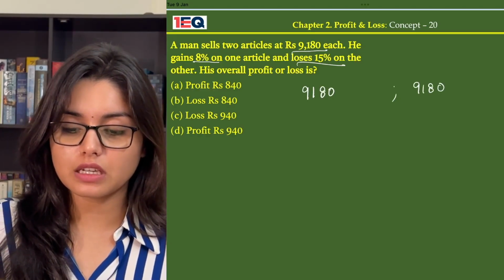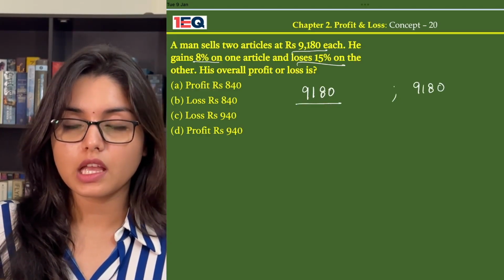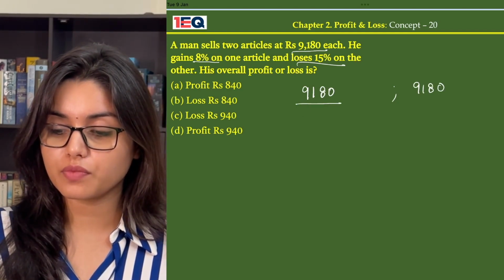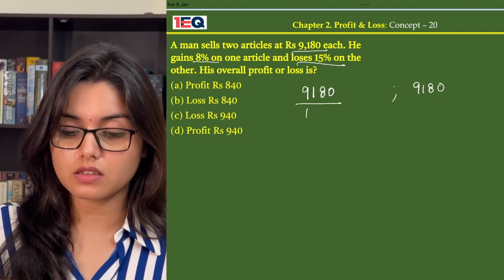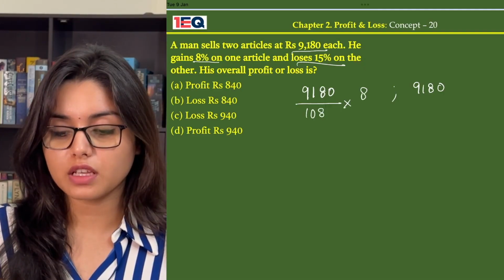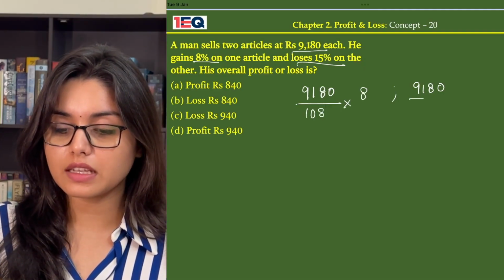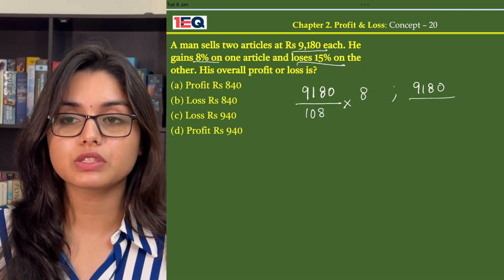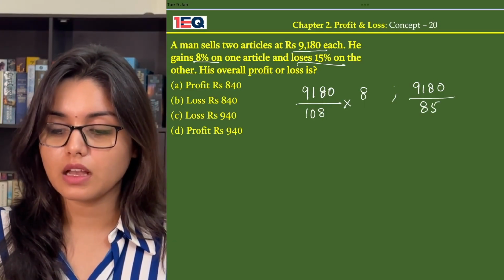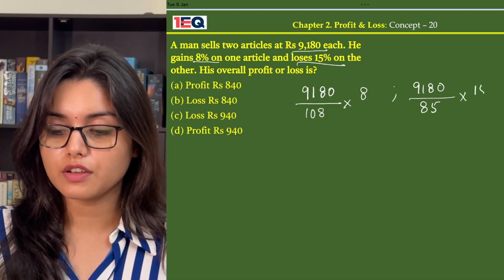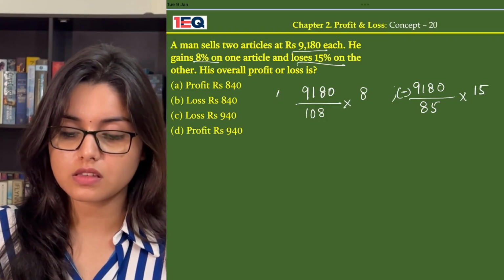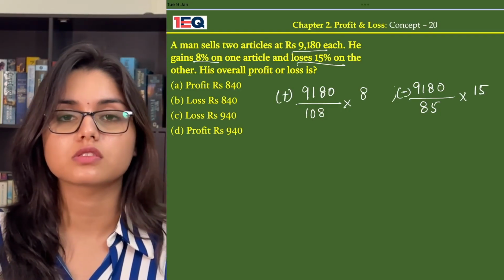In case of the first article, he earns a profit of 8%. That means he's selling it at 100, that is his total cost plus 8%, that is 108, and is having a profit of 8 rupees. In case of the second article, he's selling it at 15% loss. That means he's selling it at 85, and so he's incurring a loss of 15. We'll take it as a negative, and since this is a profit, it will be in positive.